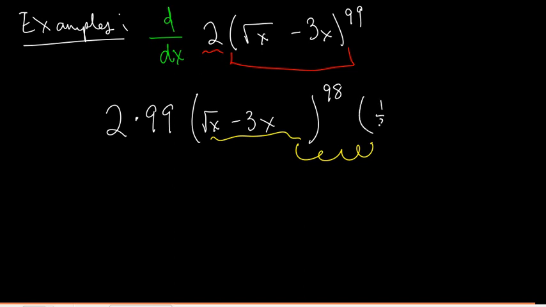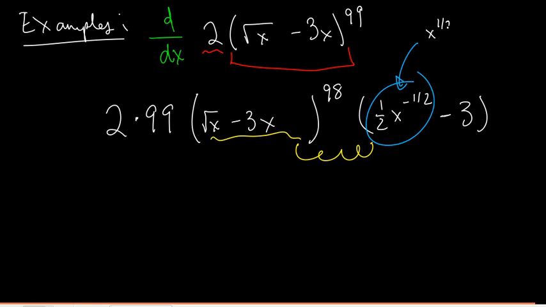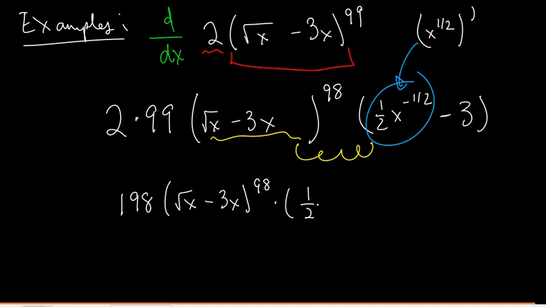We get 1/2 x to the minus 1/2 minus 3. Remember, that complicated looking expression was just the derivative of square root of x. Why is that? Because square root of x is just x to the 1/2, and when you take the derivative of it, you just use the power rule. All right, and that's it. So if you want to simplify this expression a little bit, you can write it like this: 198, that's just 2 times 99, times square root x minus 3x to the 98, and then times 1/2. And you could put the square root on the bottom if you want.